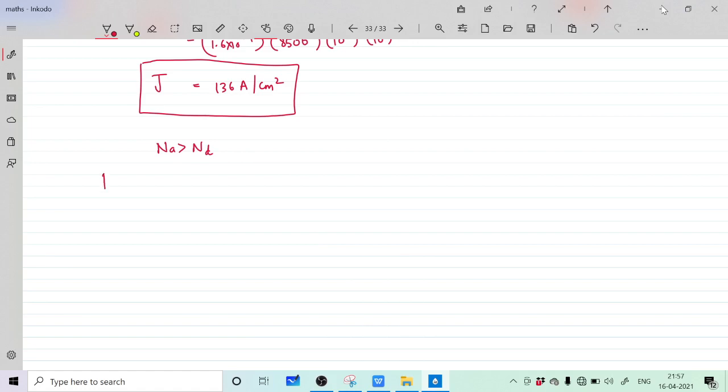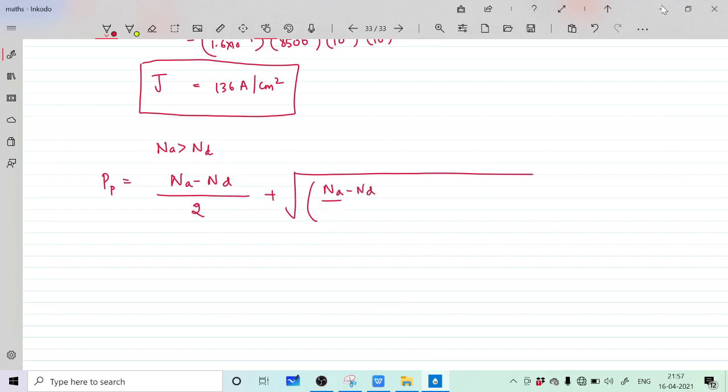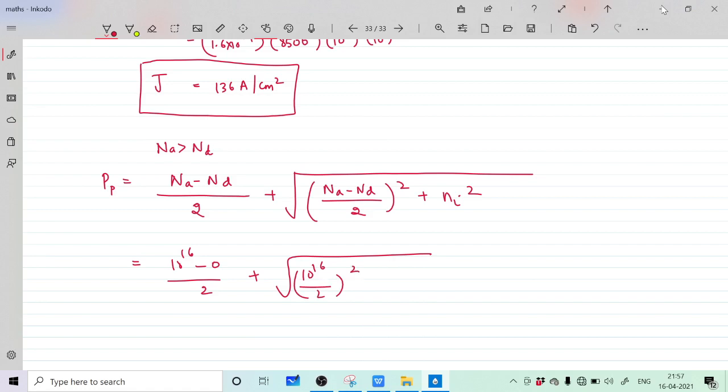So Pp is (Na minus Nd) by 2 plus the root of ((Na minus Nd) by 2) whole square plus Ni square. This is equal to (10 raised to 16 minus 0) by 2 plus the root of (10 raised to 16 by 2) whole square plus (1.8 into 10 raised to 6) whole square. So this again comes to 10 raised to 16 per centimeter cube, which is Pp.